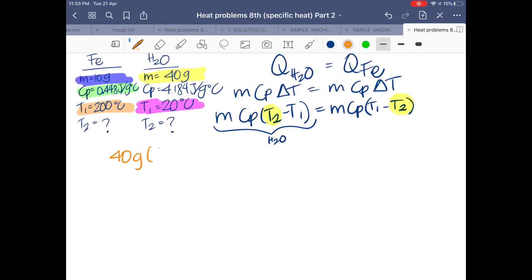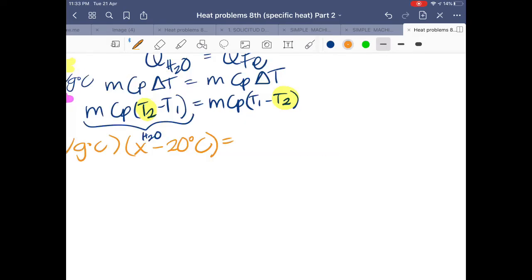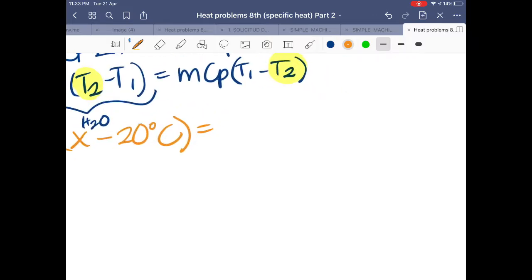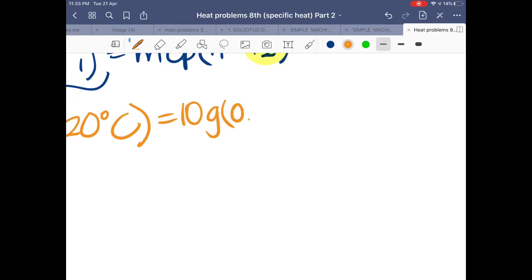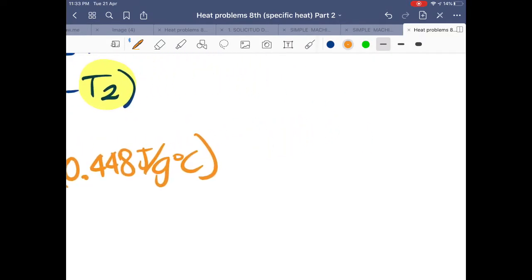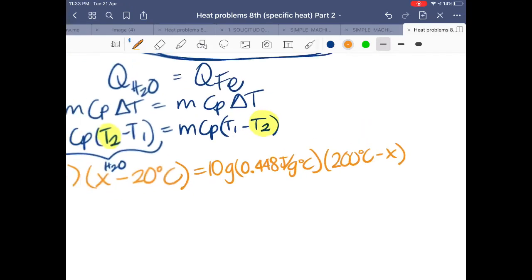40 grams times 4.184 joules over grams per degree Celsius times X, we don't know, minus 20 degrees Celsius equals 10 grams times 0.448 joules over grams per degree Celsius times 200 degrees Celsius minus X. Okay, let's name it X.